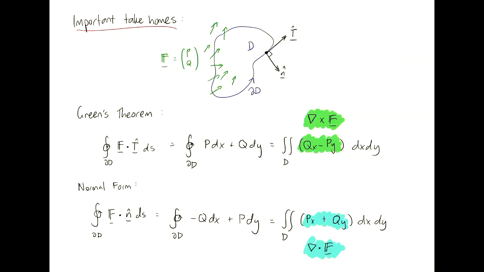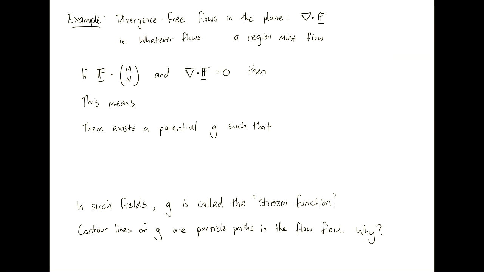But curl and divergence, I mean, they're both kind of differential operators. So maybe things are a little more complicated. We'll put this aside for now and untangle that next week. For now, I want to talk about divergence-free flows. We know that if a flow has no curl, it has a scalar potential. What does it mean if a flow has no divergence?